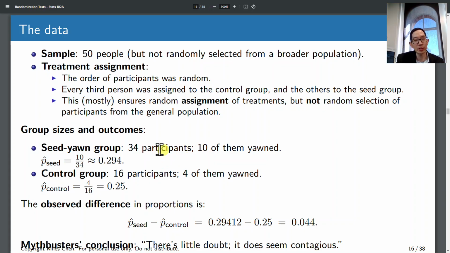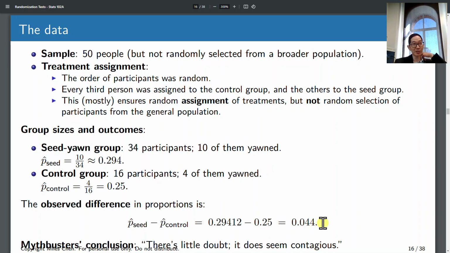As far as the seed group, 34 participants were assigned to the seed yawn group, and of them 10 yawned, so our observed proportion for the seed group is 0.294, 10 out of 34. For the control group, there would have been 16 participants, and of them, 4 yawned. So our p-hat for the control group is 4 out of 16, or 25%. The observed difference between the two proportions, 29.4% versus 25%, is around 4.4 percentage points.